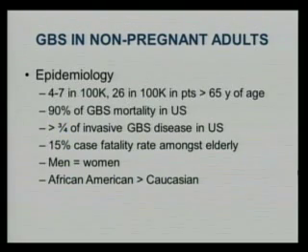The epidemiology of this, it affects about 4 to 7 in 100,000, 26 in 100,000 patients over the age of 65, and accounts for 90% of GBS mortality in the United States in this population, and over 3/4 of invasive GBS disease in the US. Our perceptions are a little bit skewed because we don't really work with this population, so I thought that was interesting. We have a 15% case fatality rate amongst the elderly, and it affects men and women equally. And then in this population, it's seen more in African Americans than in Caucasians, which kind of goes across the board for all populations.